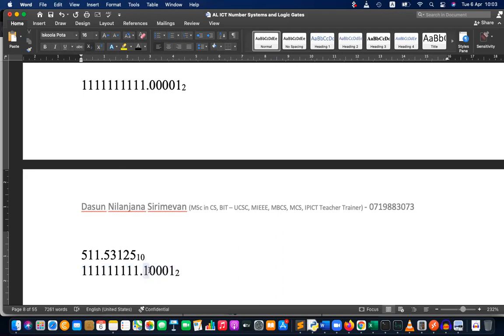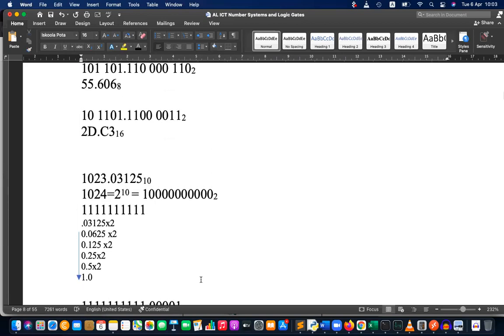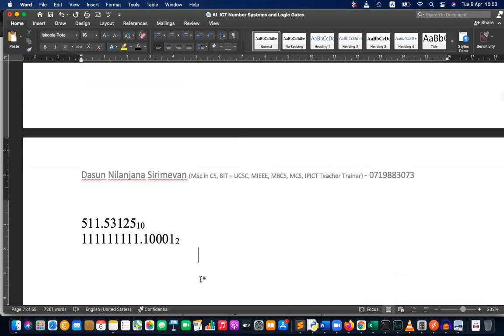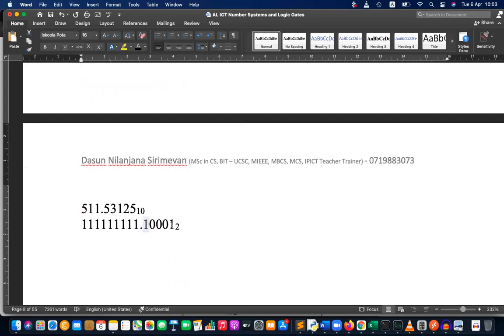This is 0.5, 0.5 plus 0.03125. The value of that position is 0.5. That's not the final. This is 0.5, and this one is 0.03125. If you add together, you will get that. Okay, the question is, if you add together, you'll get that.